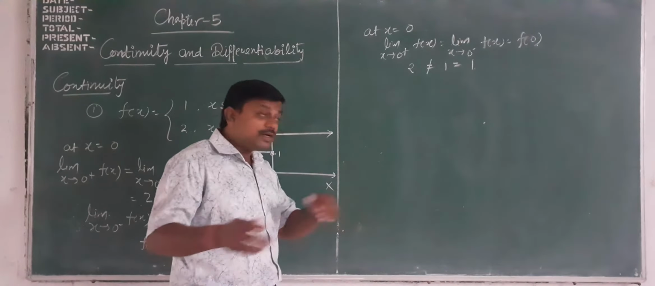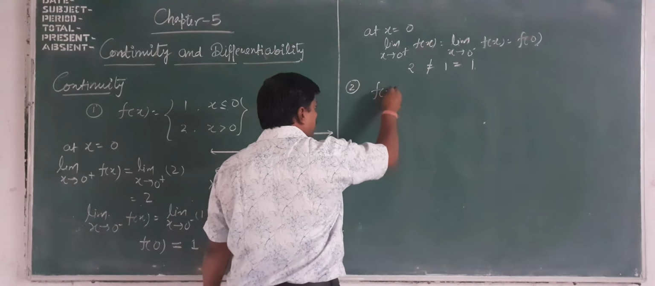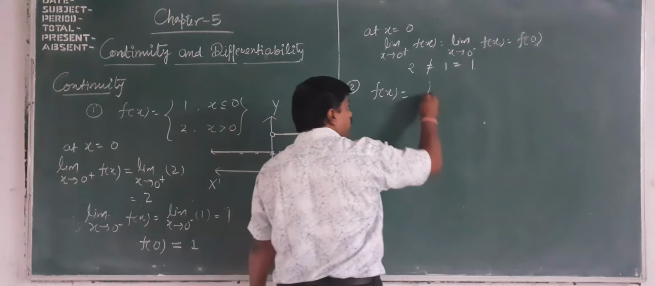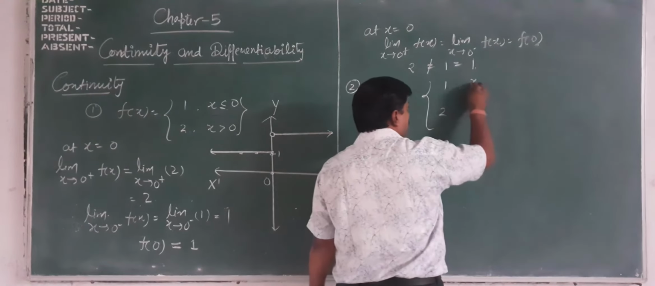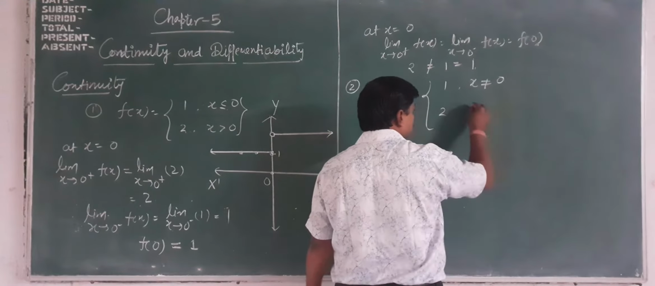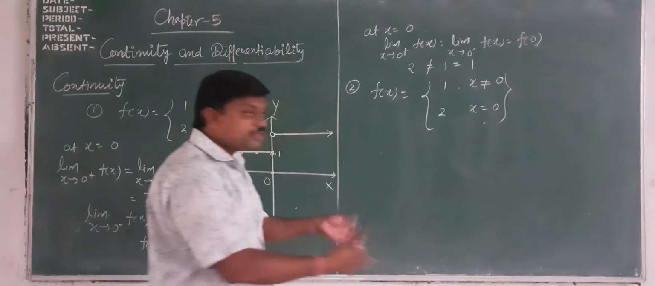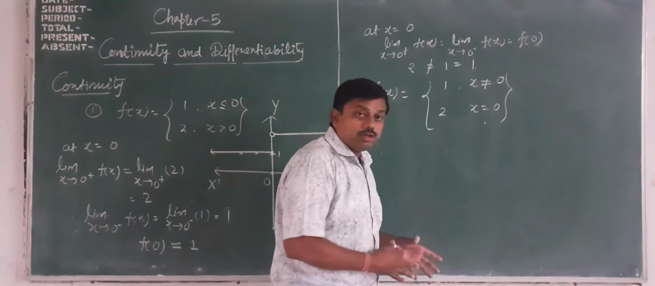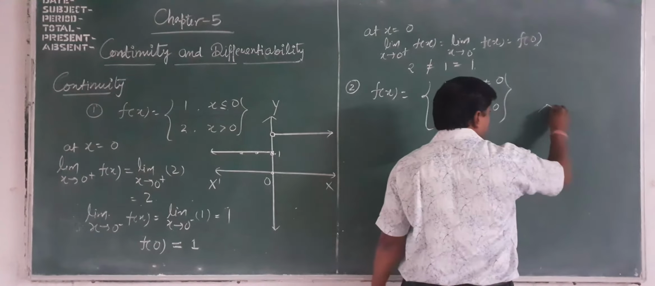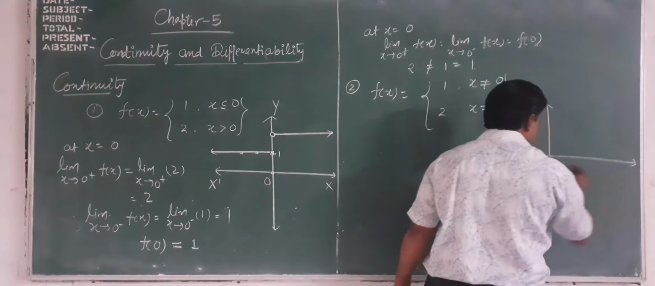Now we will consider another example. Suppose example number 2. f(x) equal to 1 and 2, for x not equal to 0 and x equal to 0. We will change the conditions of the function. First we shall draw the graph of this function and check whether this is continuous or not continuous.